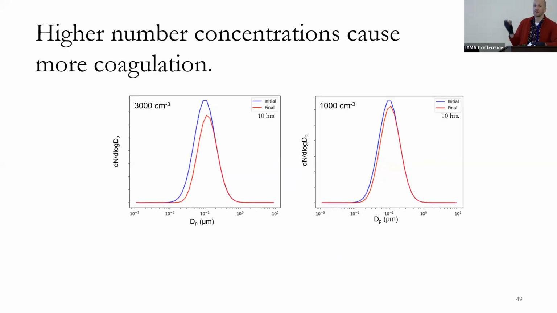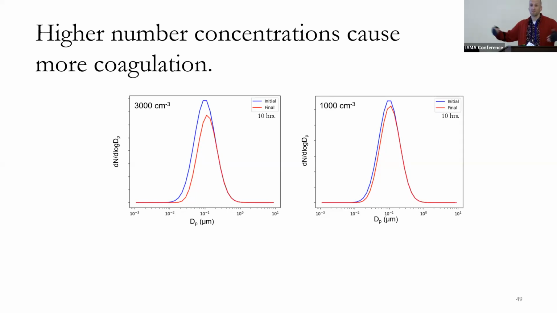It's highly dependent on concentration because we're talking about particles bumping into particles. So each particle needs more particles around in order to bump into it. Coagulation goes with the square of number. So if we go from 3,000 particles per centimeter cubed down to 1,000, the coagulation rate slows by a factor of 9. And you can see the coagulation here is significantly smaller in this case.